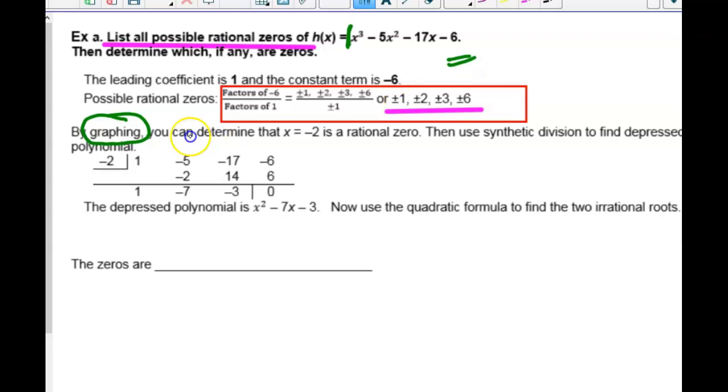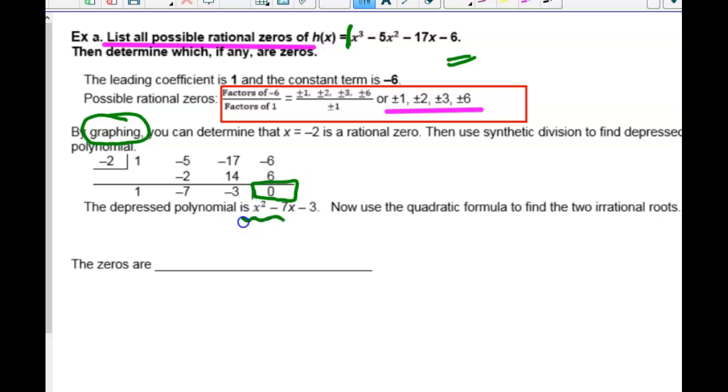So they graphed it, and they found out negative 2 was a 0. So they put it in the little box as the 0, not the opposite. Brought down, multiply, add, multiply, got 14, added negative 3, multiplied 6. The remainder should be 0. If you graphed it and it worked, the remainder should be 0.